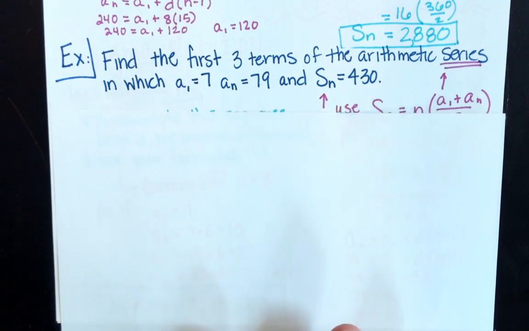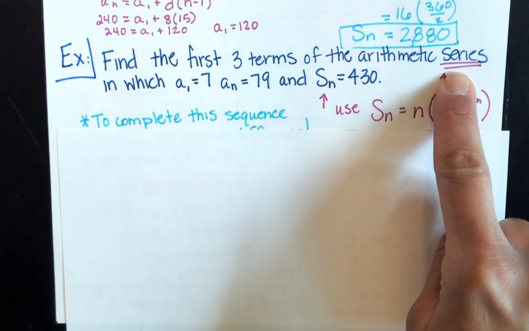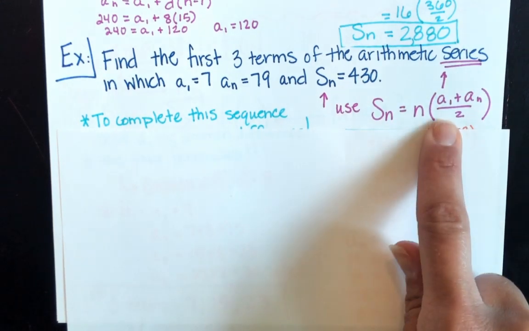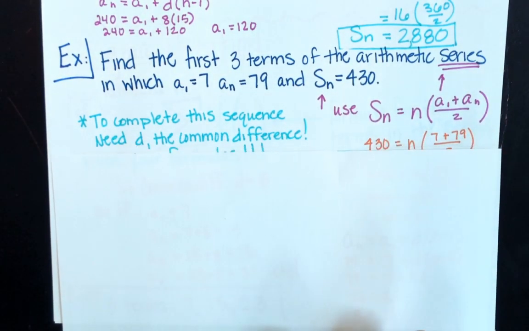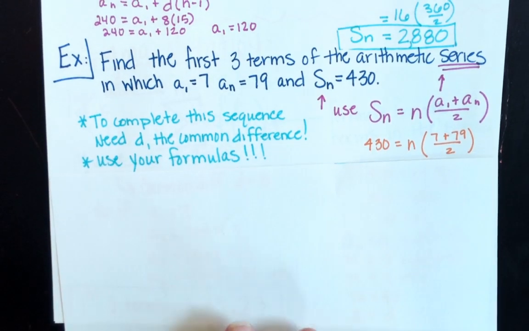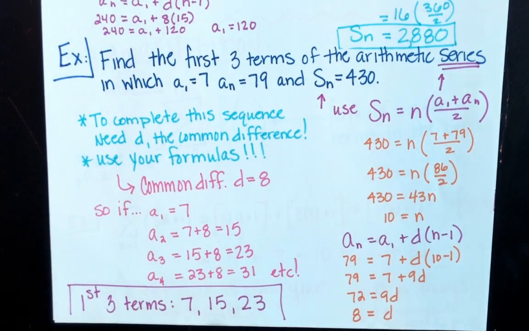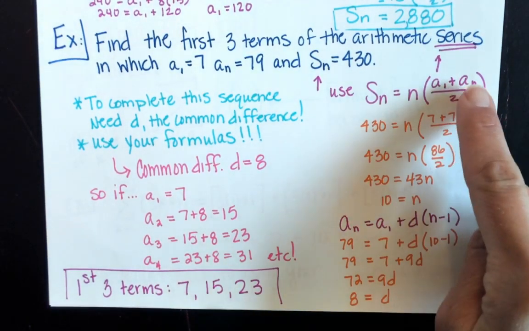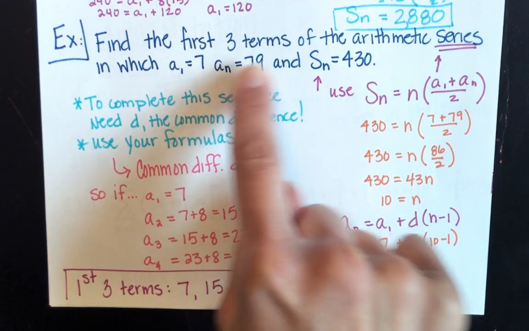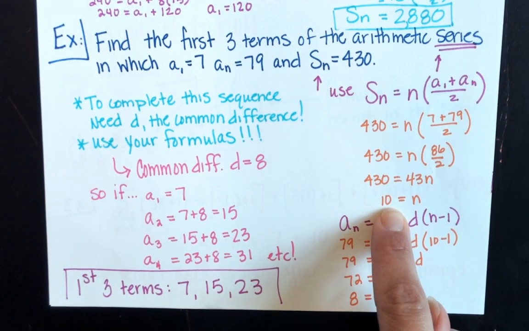Well, we need to again use our formula because it says series. Notice I'm using my context clues. Series. So I'm going to use this formula. But to complete the sequence, I've got to know the common difference. So use your formulas. So what we find out is if I use this guy, because I have a sub 1, a sub n, and I know the other variable, when I plug all that in, I'm able to find what n is.